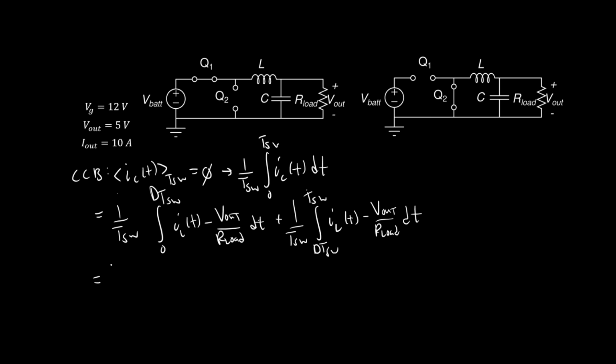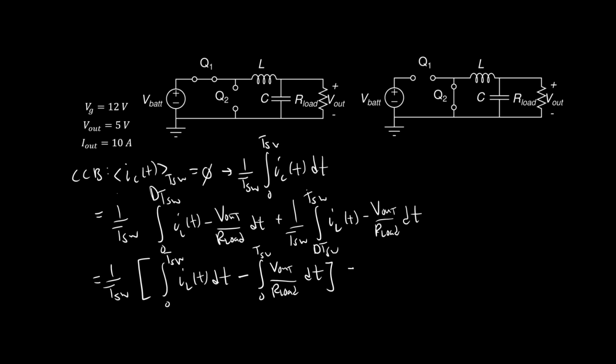So we have 1 over Ts, and I'm going to split the integral up, right? So I'm going to recombine them. It's one single time period, but now I'm splitting up what's inside. In one, we have iL of t, and in the other, we have V out over our load, and this is equal to 0, right? By CCB, this is equal to 0. So this we can evaluate directly because it's a constant, but this isn't.